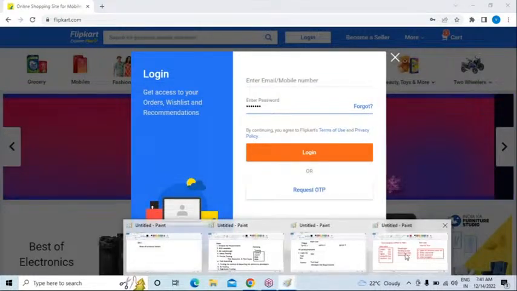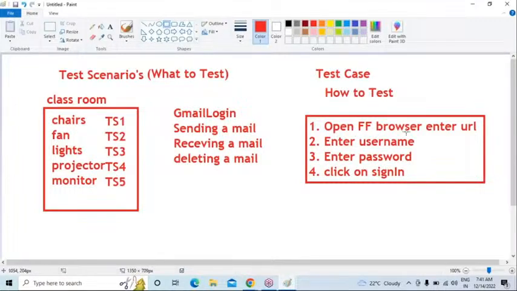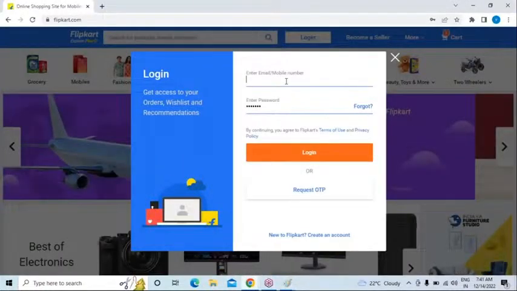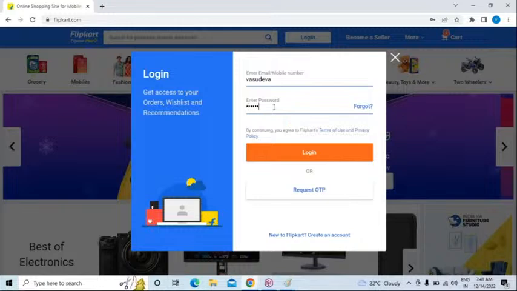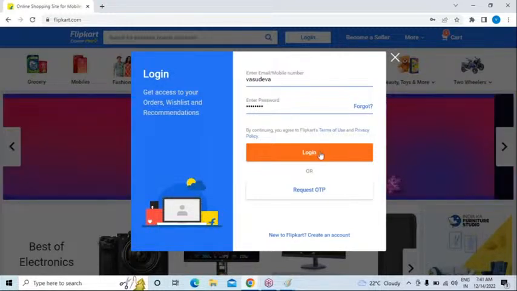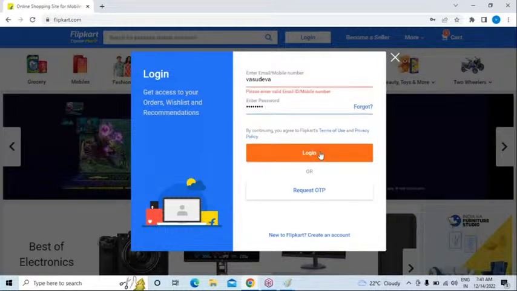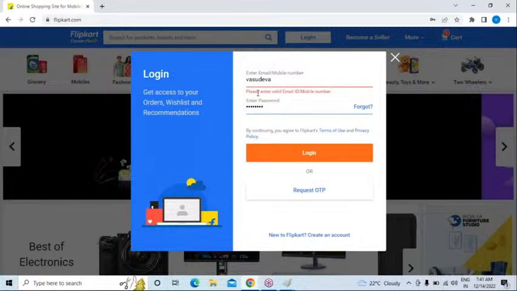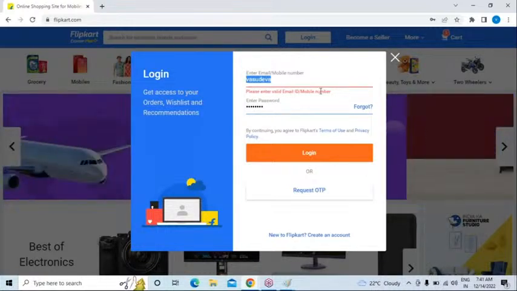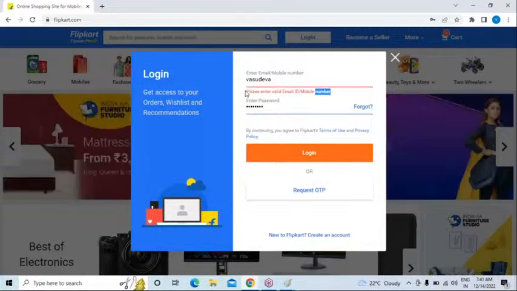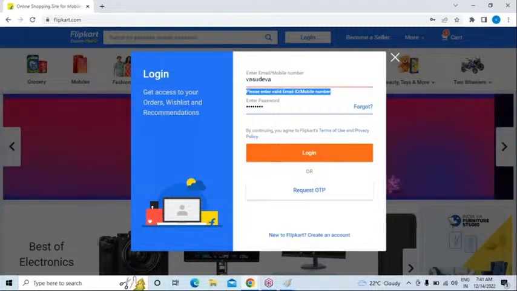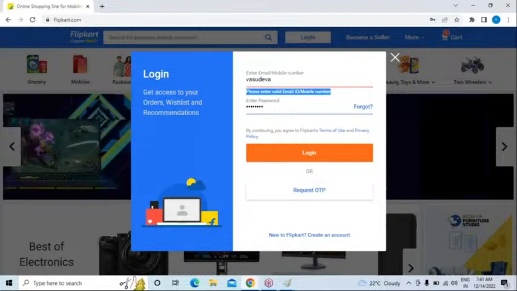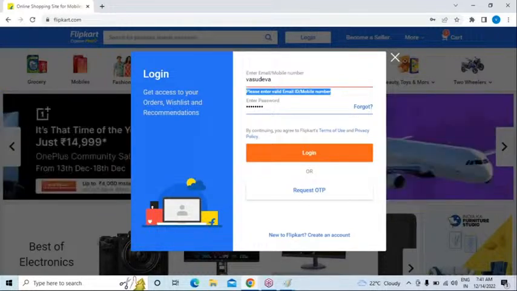Now moving on to the test case. I'll follow the test case. I'll open the browser and enter the URL. Then I enter my username, then I enter the password, and I click on the login. Whenever you give the wrong data, the message 'Please enter valid email or mobile number' should appear. We need to check whether this message is shown or not. That is what they give in the document, and we are going to check whether it provides this or not.